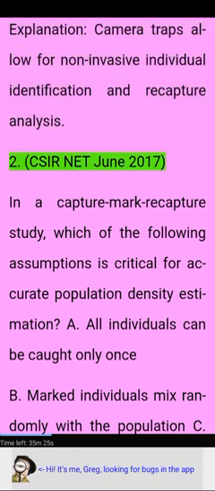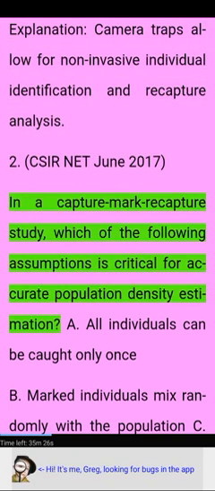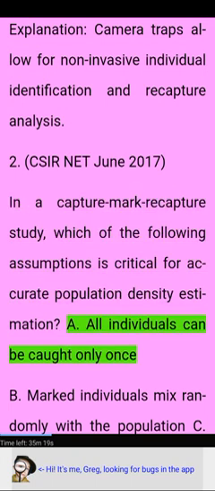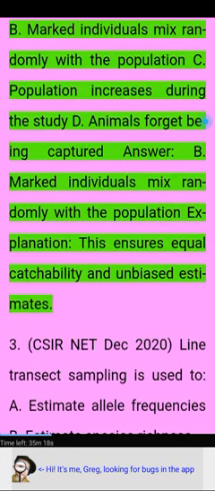2. CSIR-NET June 2017. In a capture mark recapture study, which of the following assumptions is critical for accurate population density estimation? A. All individuals can be caught only once. B. Marked individuals mix randomly with the population. C. Population increases during the study. D. Animals forget being captured. Answer. B. Marked individuals mix randomly with the population. Explanation. This ensures equal catchability and unbiased estimates.